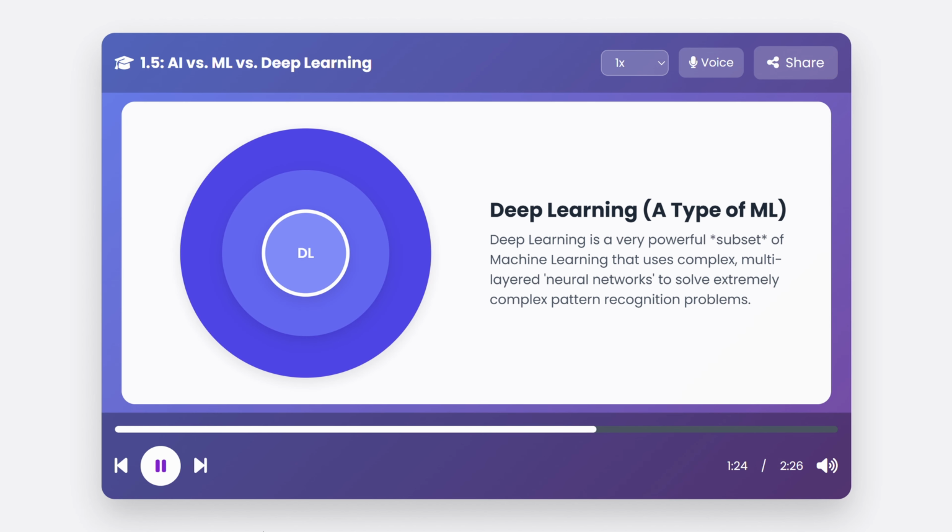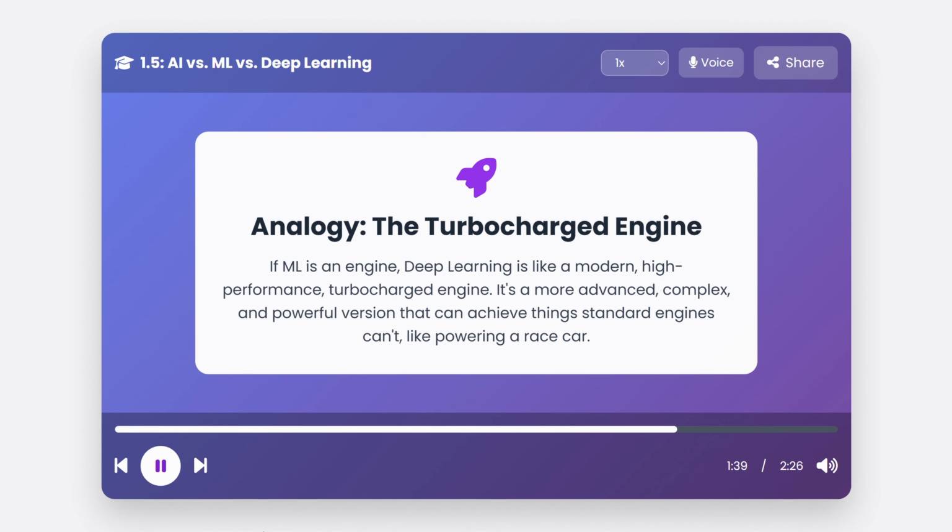Finally, let's open the smallest doll, deep learning. Deep learning is a specialized subset of machine learning. It's a more advanced technique that uses complex, multi-layered structures called neural networks. These networks are loosely inspired by the human brain and are exceptionally good at finding very subtle and complex patterns in massive datasets.